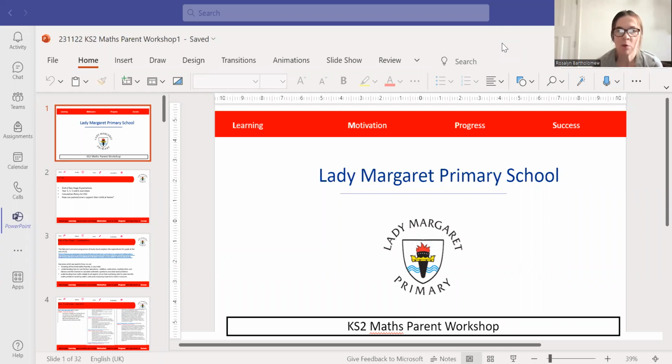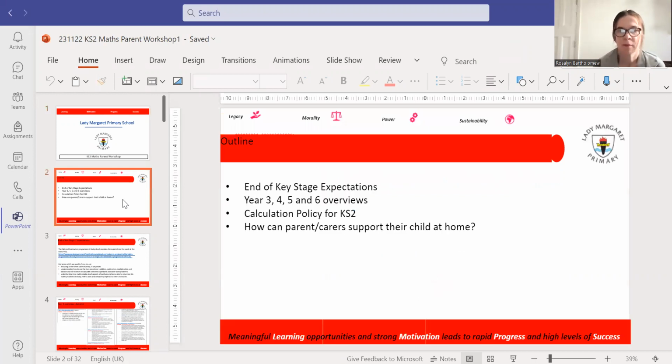I'm going to be explaining what the maths curriculum looks like in Key Stage 2 and also helping you understand how you might be able to help your child. I'm going to be going through the end of Key Stage expectations and looking at the Year 3, 4, 5 and 6 overviews for teaching maths. We'll also be looking at the calculation policy for Key Stage 2 and how parents and carers can support their child at home.